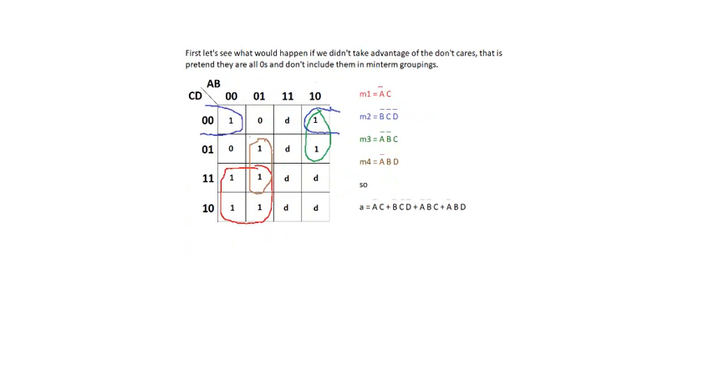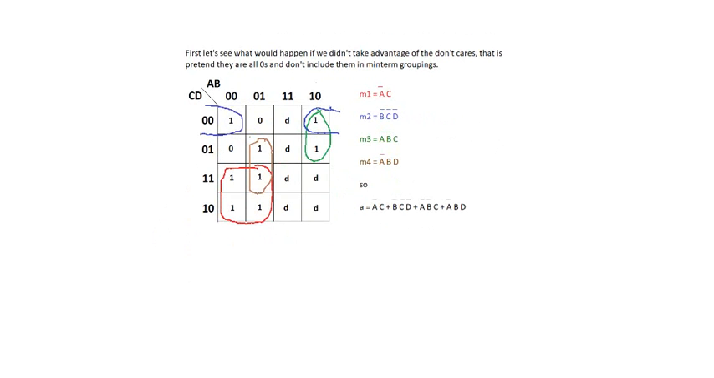But this is the expression that I come up with, and you can see I've got 4 min terms. I've got 1 group of 4, that's the 2 variable term here, and then 3 groups of 2, those are the 3 variable terms. When I have 2 1s, that gives me 3 variables. When I have 4 1s grouped together, that gives me 2 variables.